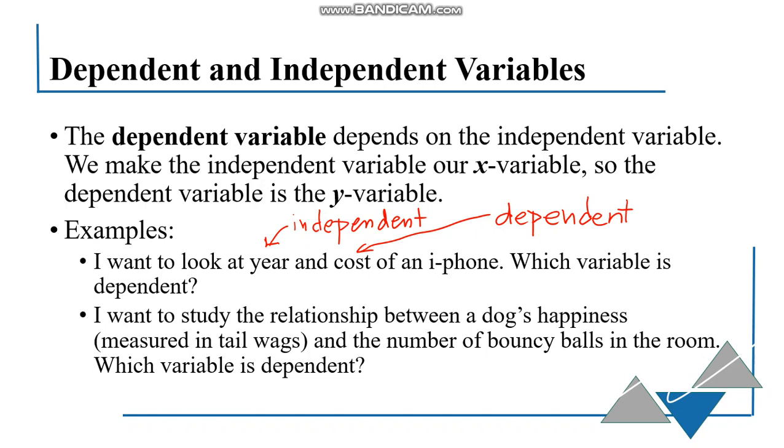Another example, I'm going to do a study. I want to study the relationship between a dog's happiness, measured in how often he wags his tail, and the number of bouncy balls in the room where he is. So, which variable is dependent?